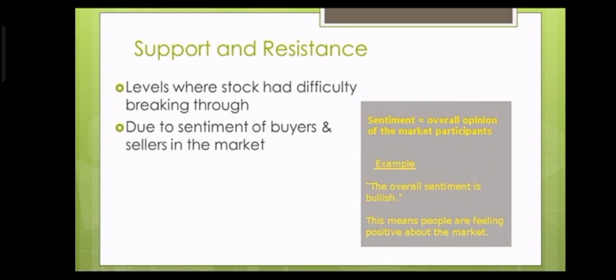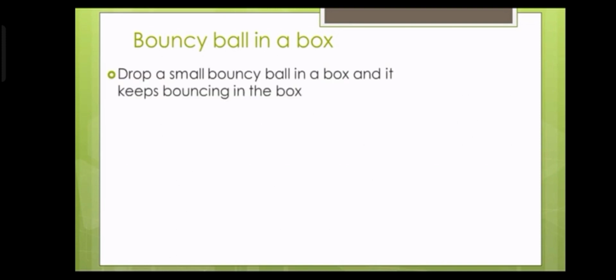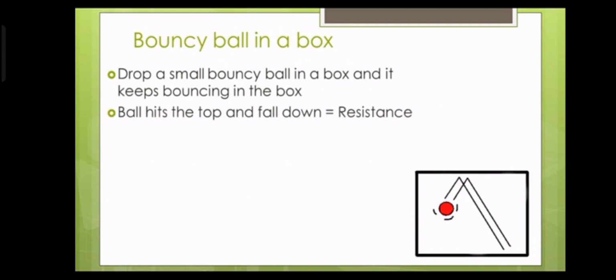So let me give you a simple example to describe support and resistance. I'm going to use an example of a small bouncy ball in a box. You know those small rubber bouncy balls that can bounce really high if you throw them real hard against the ground? Now imagine if you were to drop one of them into a box, and let's assume that the ball will just keep bouncing inside the box. So when the ball bounces off the bottom and moves towards the top, it will hit the top of the box, and because it can't get through or break through the top, it will turn and fall back down.